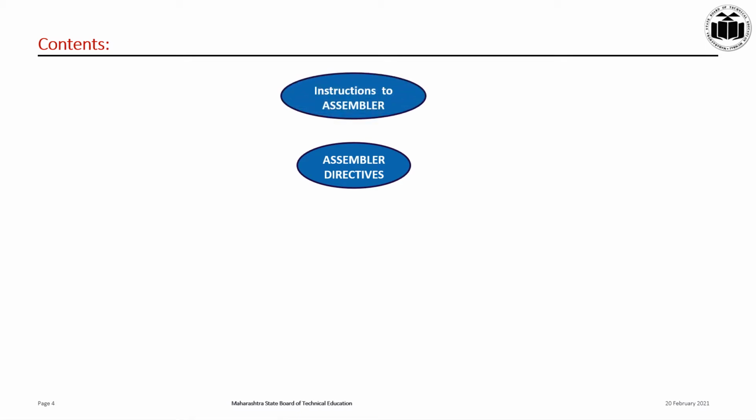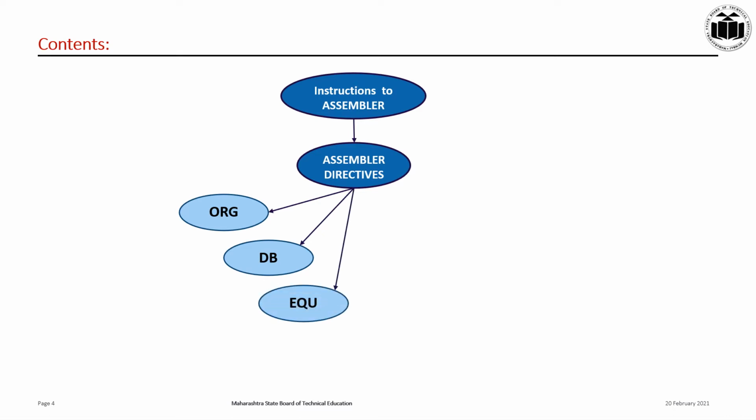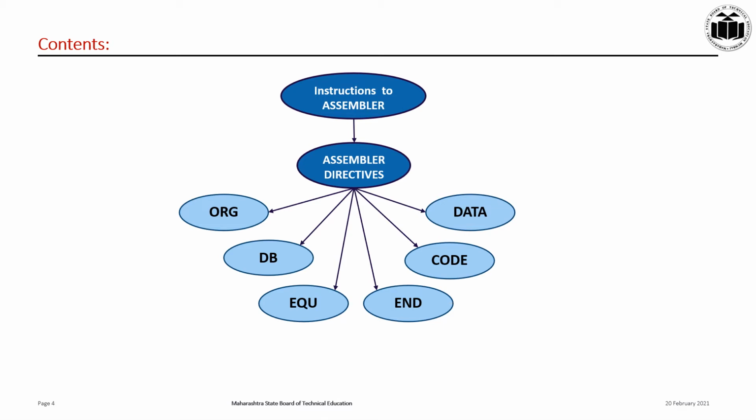Assembler directives are special instructions to the assembler program to define some specific operation. But these directives are not part of the executable program. Some of them are obligatory part of every program, while some of them are used only to facilitate or speed up the operation. Some of the most frequently used assembler directives are ORG, DB, EQU, END, CODE, and DATA. We will discuss all these directives one by one.